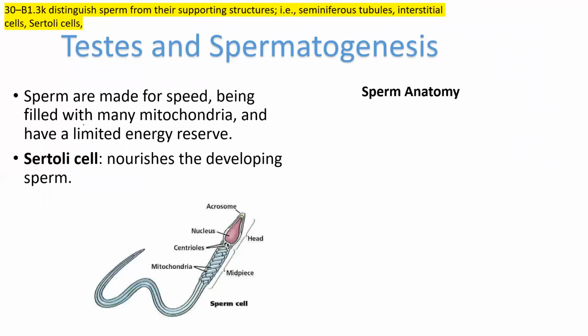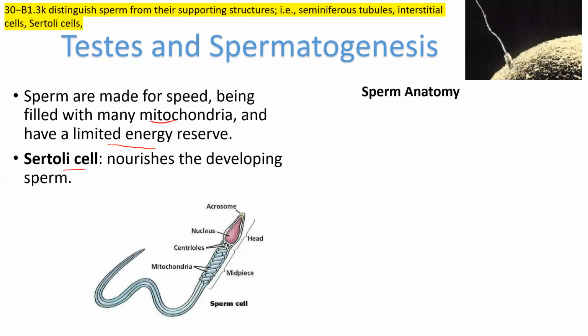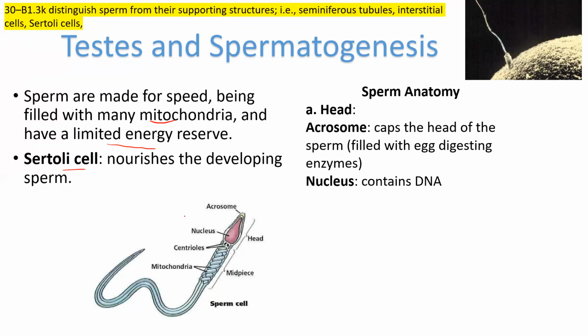Sperm are made for speed, being filled with many mitochondria and having a limited energy supply. And the Sertoli cells nourish the developing sperm. We've looked at those before. So for the anatomy, the first part is the head, and the head has a cap filled with enzymes that can penetrate the egg layer, which we'll look at next week.